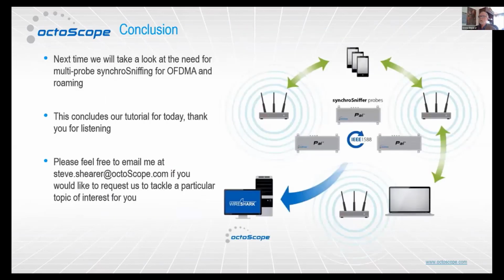So next time we'll dive into this very interesting topic of synchro-sniffing for OFDMA and roaming as well. In fact, there are a number of other scenarios where synchro-sniffing is important. Of course, this requires all of our probes to be synchronized, and we have a method for doing that. We'll be discussing that in more detail in the next tutorial session. So I think we have a few minutes left over, and I'd be very happy to try and answer any questions if you have them.